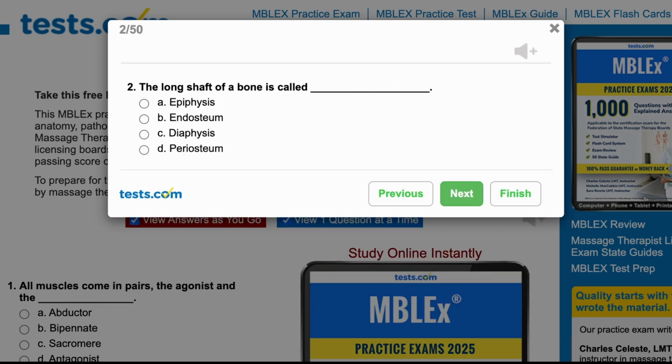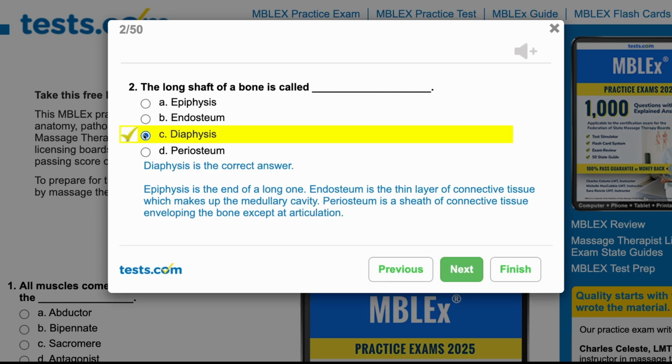Question 2. The long shaft of a bone is called: A. epiphysis, B. endosteum, C. diaphysis, or D. periosteum. C. Diaphysis is the correct answer. Epiphysis is the end of a long bone. Endosteum is the thin layer of connective tissue which makes up the medullary cavity. Periosteum is a sheath of connective tissue enveloping the bone except at articulation.